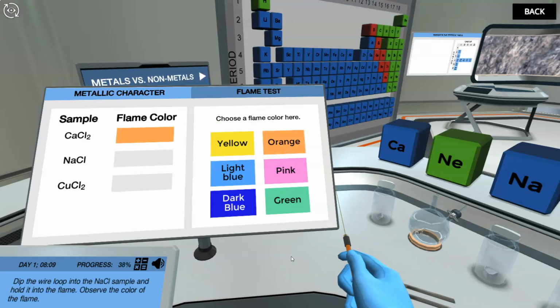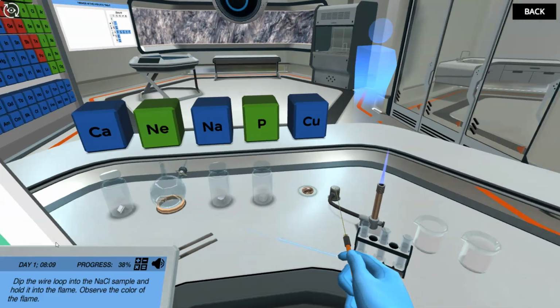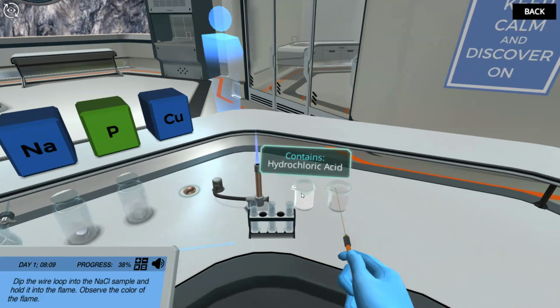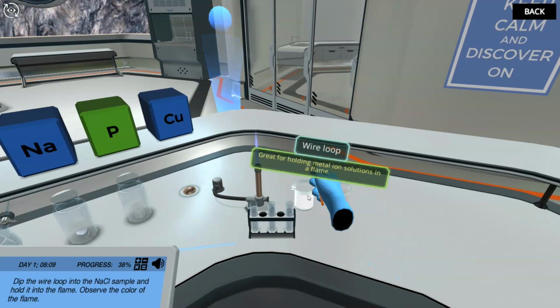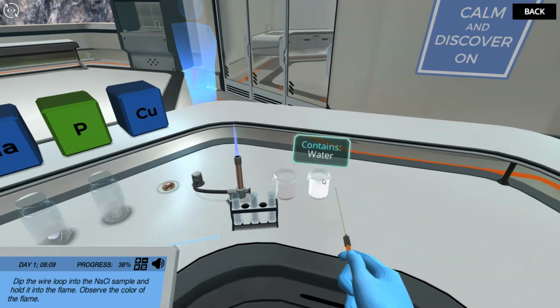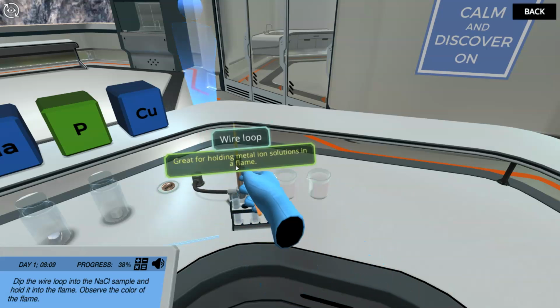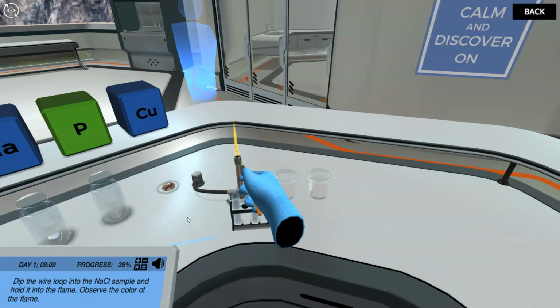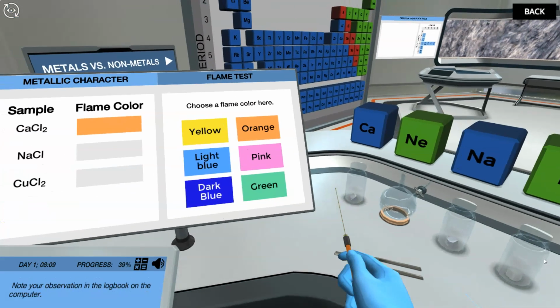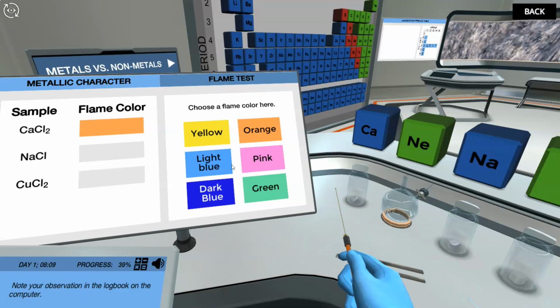Dip the wire loop into the sodium chloride sample and hold it into the flame. Observe the color of the flame. Note your observation in the logbook on the computer.